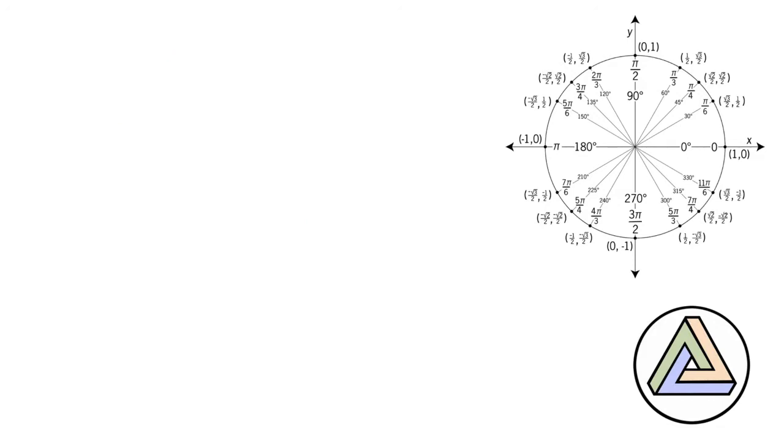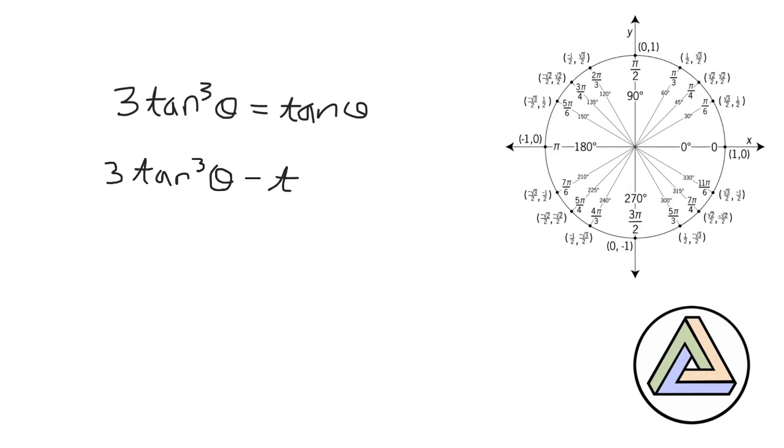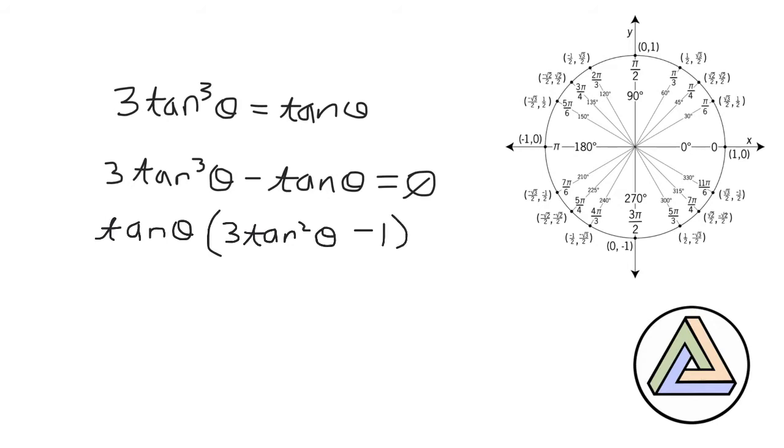So let me just rewrite that. We're dealing with 3 tan to the third theta equals tan theta. This sort of reminds me of a quadratic equation, so I'm going to subtract tan from both sides and set this equal to 0. So let's see what happens when we do that. Now we can look for the GCF, the greatest common factor, which in this case would be tan. So we could take a tan out, and inside we'd have 3 tangent squared minus 1 equals 0.